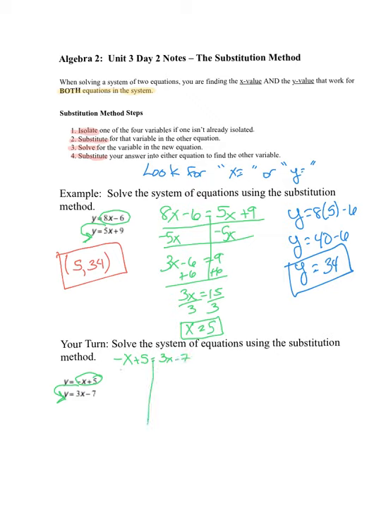Move my x. 5 equals 4x minus 7. Add 7 to both sides. 12 equals 4x. Divide by 4. 3 equals x.